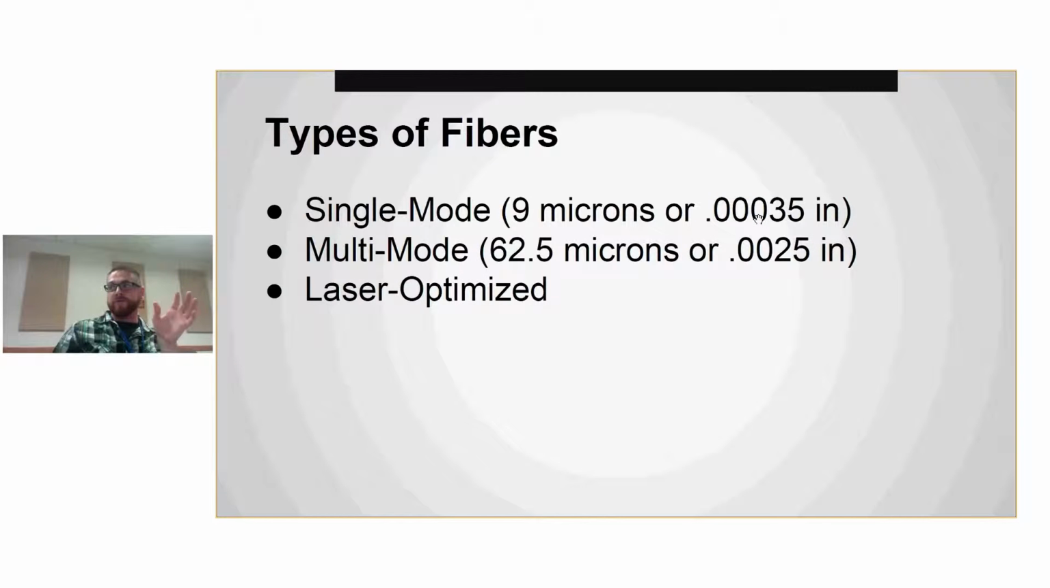So the types of fibers, there's single mode, multi-mode, laser optimized. Single mode fibers, the core of the fiber is about 9 microns, which is much smaller than an inch, to put it in perspective.